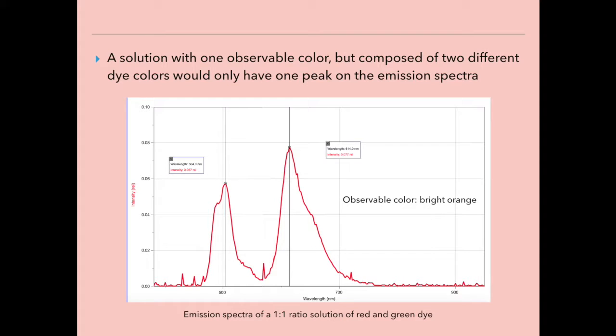This is the emission spectroscopy of a solution that looks bright orange to the human eye, but is actually a mix of red and green dye. Instead of only having one peak that should go from 600 to 640 nanometers, representing the orange, it has two, so this can't be true.